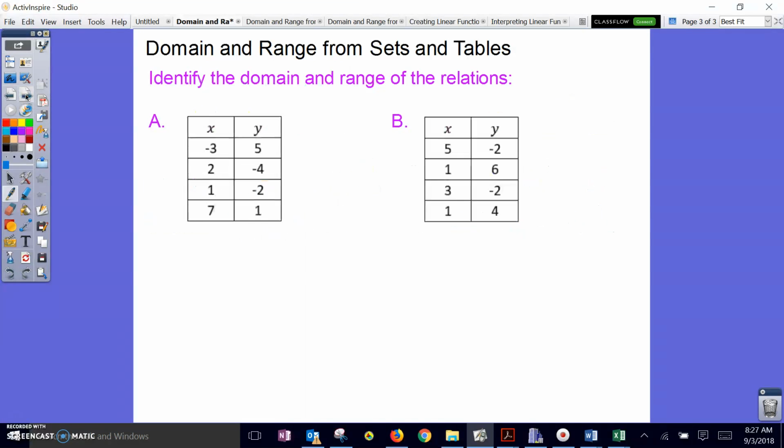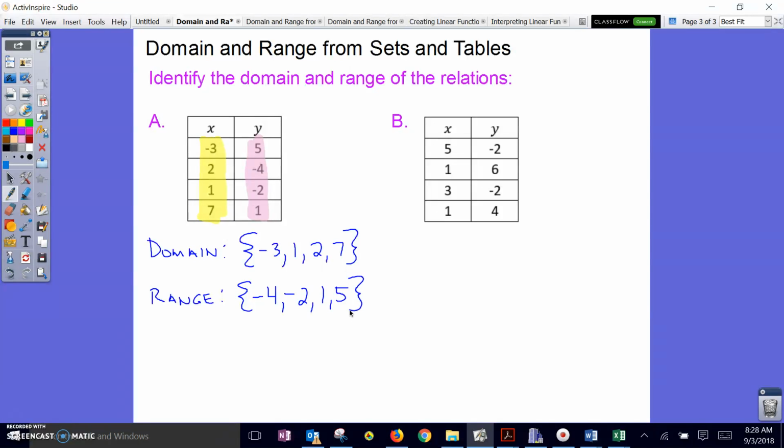It's the same idea, except the information is represented a little differently. So we've got, for this first function, for this first relation, pardon me, we've got this column of values as our inputs. Okay, none of them repeat, so when I write my domain, I'm just going to write them in order from smallest to biggest. Smallest one is -3, and 1, and 2 and 7. For my range, do the same thing, except that we're going to look at the outputs. I'm looking at this column here. Again, none of them repeat, so I'm just going to write them in order from smallest to biggest. -4, -2, 1, and 5 is the range of that relation.